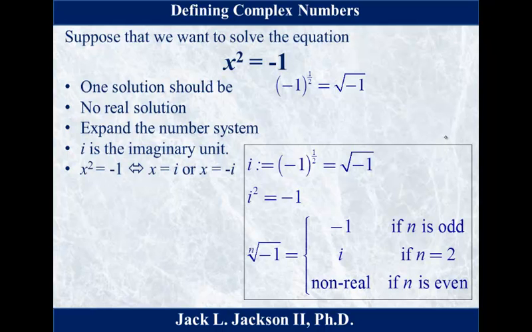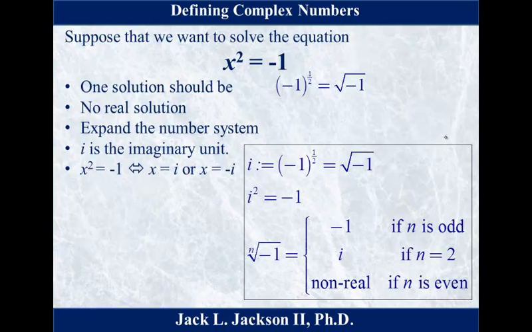And so i is this imaginary unit. i is defined to be this number, which is -1 to the 1/2, or the principal square root of -1, so that when you square i, you get -1. So i is what we call our imaginary unit, and it is a solution to x squared equals -1. The other solution is the opposite of i. So i or -i, those two things are the two solutions to this.